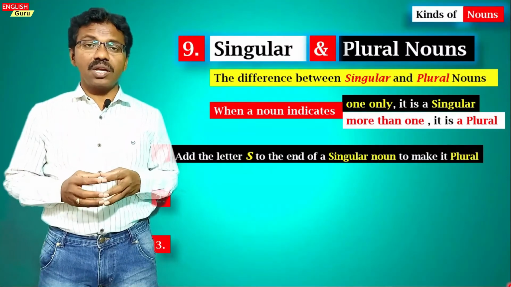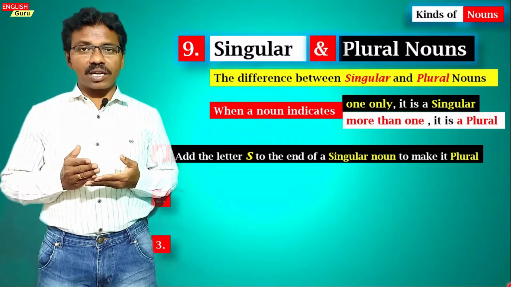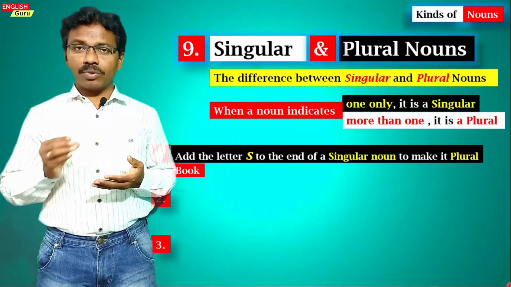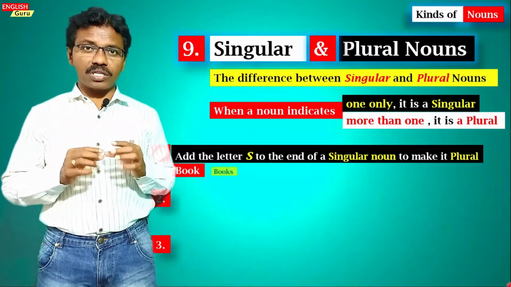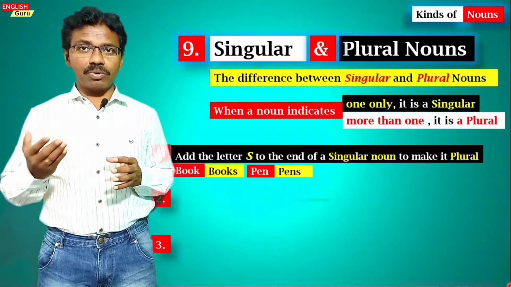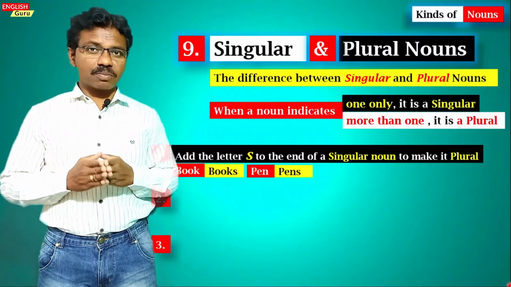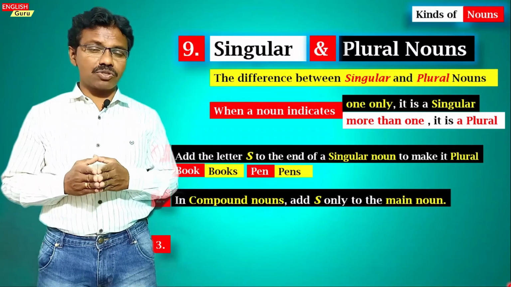The first one is by adding the letter S at the end of a singular noun and it will become a plural noun. For example, book is a singular noun. If you add S, it becomes books. It's a plural. Pen, pens. Pen is a singular, whereas pens, after adding S, it becomes plural.